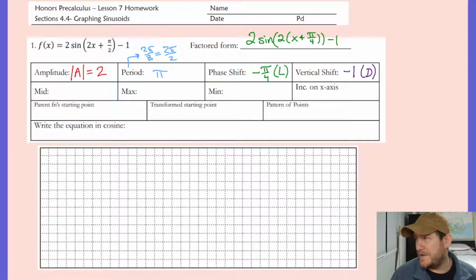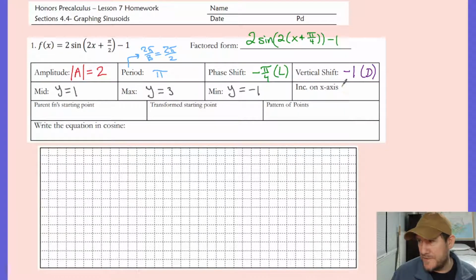All right, let's find our values in, I don't know, gray. So the midline is the vertical shift. The midline of our parent function would normally be 0. So if we're being dragged down 1 unit, then our midline will be at y equals -1. From there we go up and down according to our amplitude. That's the literal definition of amplitude, it's the distance from the midline up to the max or down to the min. So adding 2 to -1 gives me a max at y equals 1. Subtracting 2 from -1 gives me a min at y equals -3.